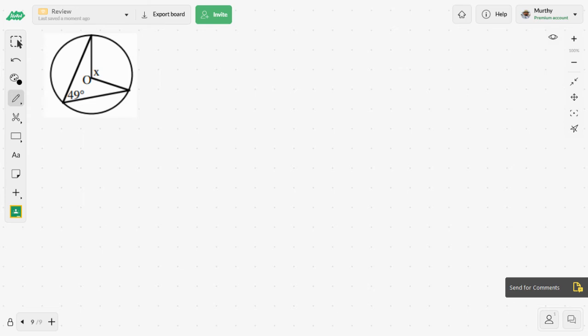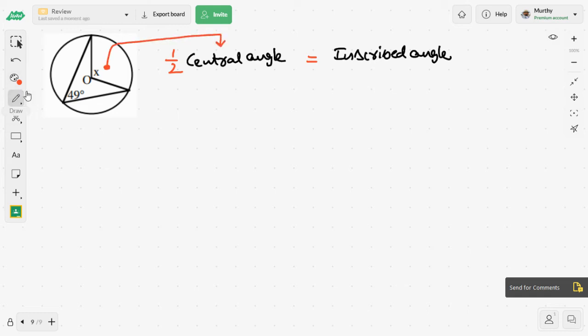This is a pretty easy question that I hope you remember. The central angle and inscribed angle, sorry, these two are not equal. What is the relation? Half of the central angle equals the inscribed angle. This is the central angle, so that goes here, and this is the inscribed angle which is on the circle, so that value goes here.